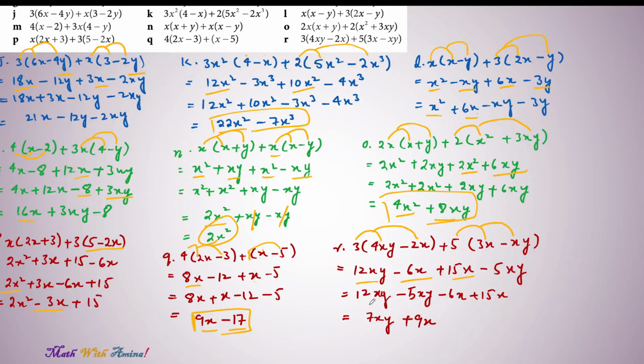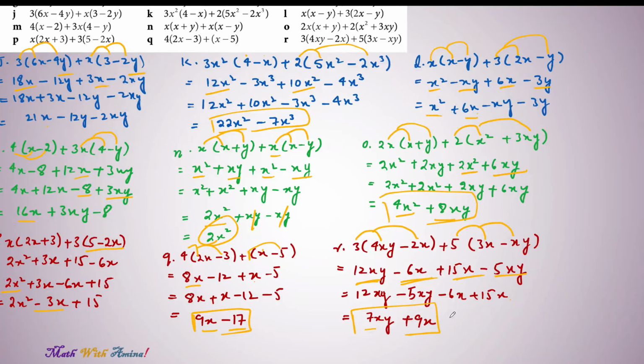Then combining the like terms, 12xy minus 5xy, this term and this term are alike, and these two terms are alike. How do we know they are alike? Because they have the same variables with the same powers. So we will combine them. 12xy minus 5xy is equal to 7xy, and minus 6x plus 15x is equal to plus 9x. So 7xy plus 9x is the simplified expression after expanding and combining the like terms.